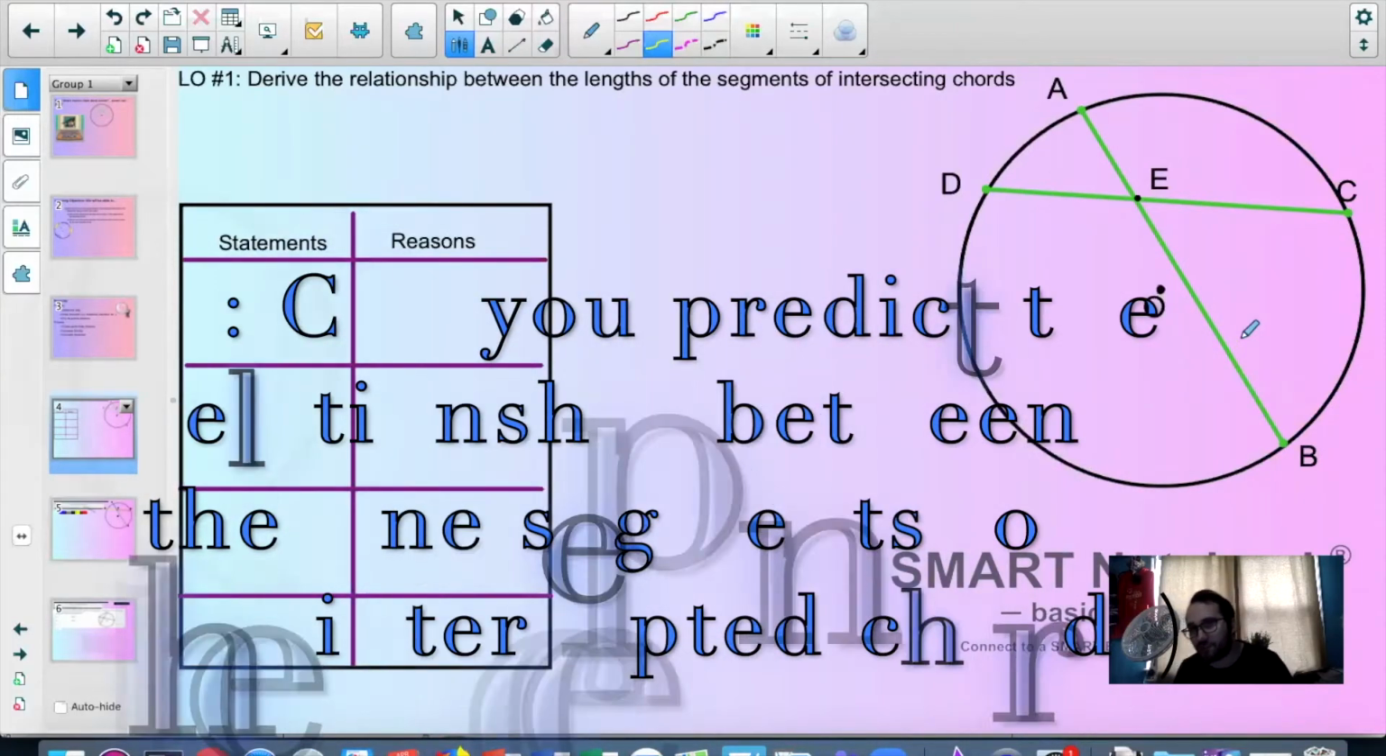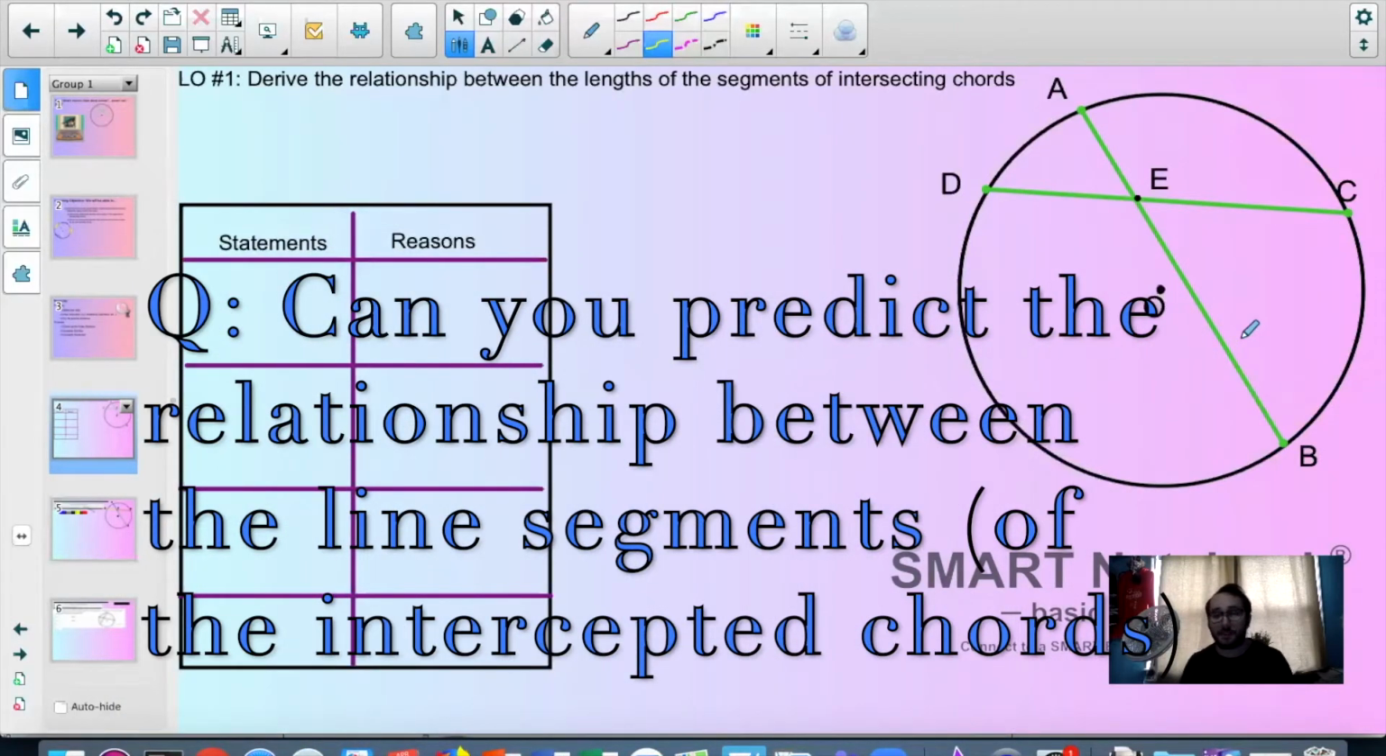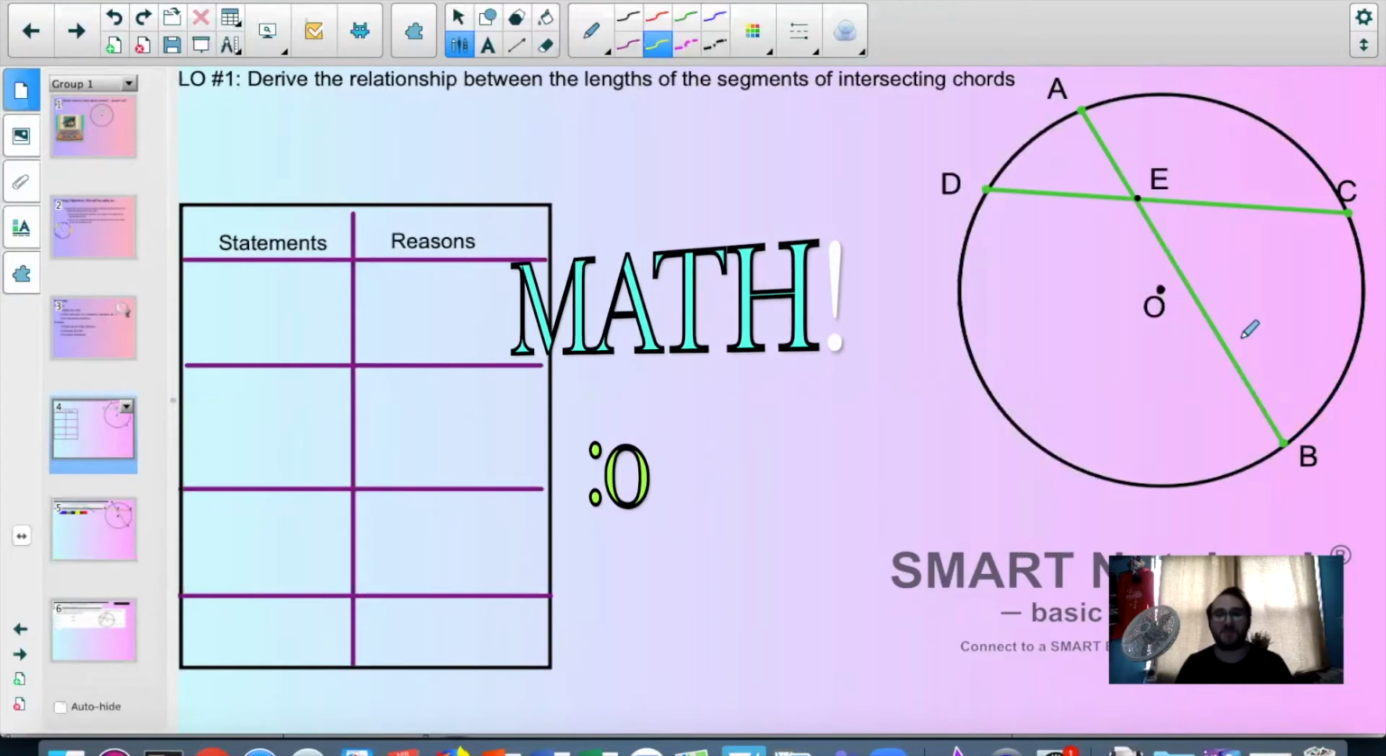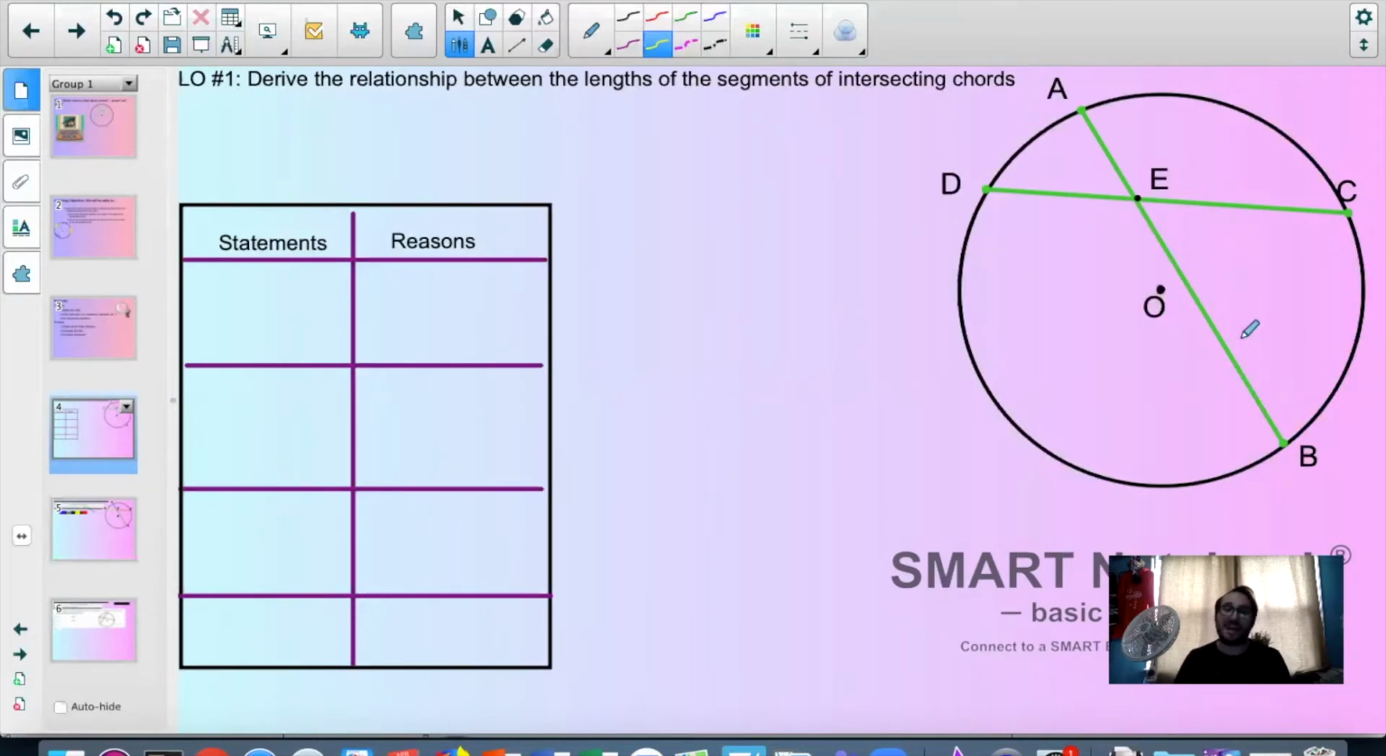Can you predict the relationship between these line segments? I encourage you to pause the video and think about it for yourself. Some of you might think, well, they're not the same, right? They're clearly not the same length, so there must be something else. We're going to use math that we have learned before to derive a relationship between these line segments. So join me on this mathematical journey. And just remember, take notes. That picture should be drawn, and everything that I'm writing should be written on your paper.